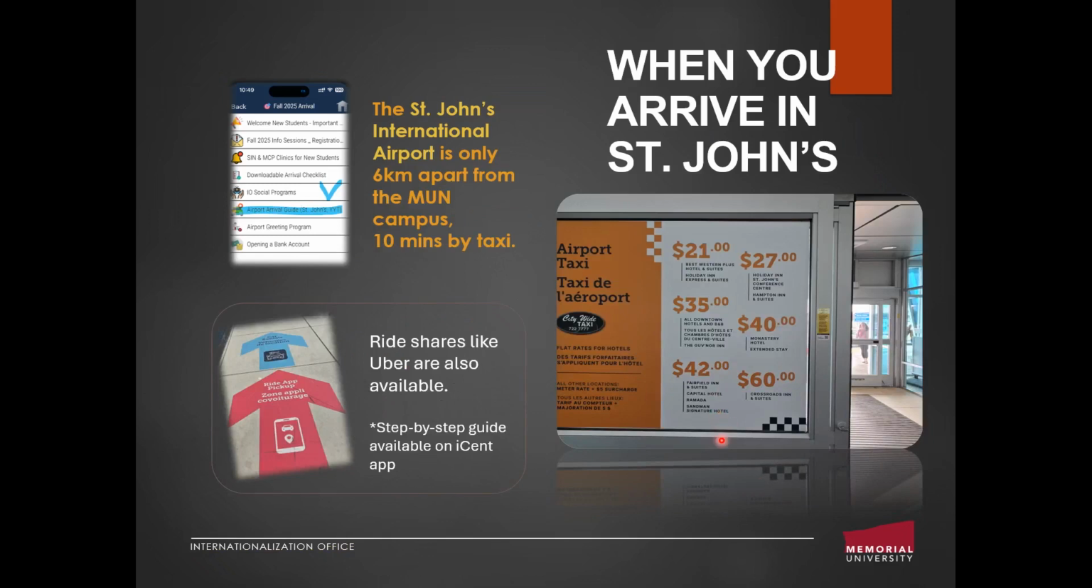Now, let's talk about the actual arrival part, starting with the St. John's Airport. St. John's Airport is an international airport, but it's quite small and simple, which makes it easy to navigate. One thing I really appreciate about it is that it's only about 6 kilometers from the MUN campus, and it takes just 10 minutes by car to get there. Because of that, by far the most common way to get from the airport to campus is by taxi or Uber. A lot of local people use taxi or Uber.